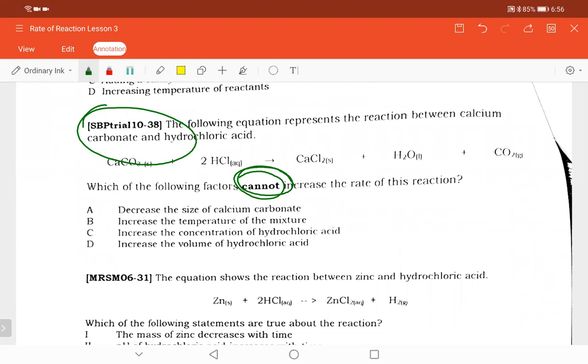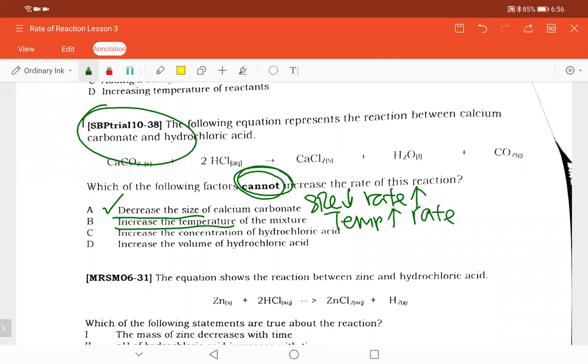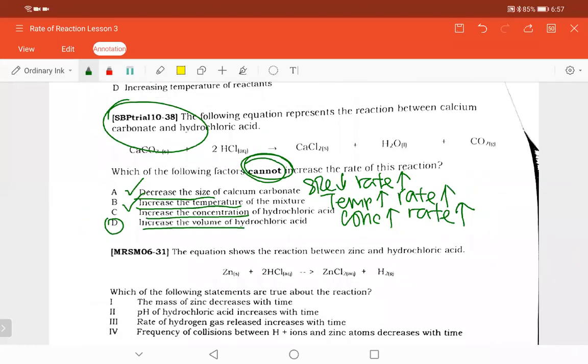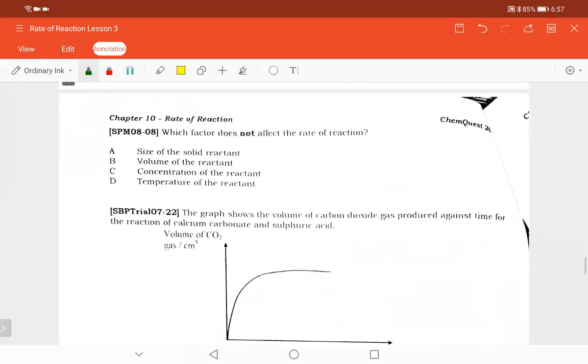A, decrease the size. Size smaller, rate higher. B, increase temperature. Temperature higher, rate higher. C, increase the concentration. Concentration increases, rate increases. Correct. D, increase the volume. Volume does not affect the rate. Volume is not one of the 5 factors that can affect the rate of reaction. So D is wrong. Okay, let's move on. Another one, one more.